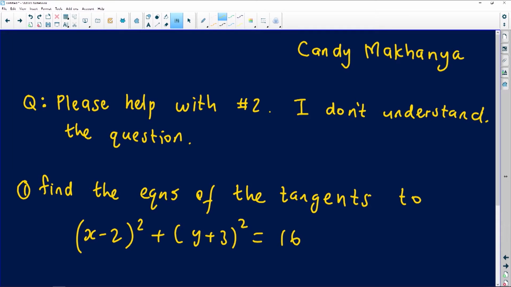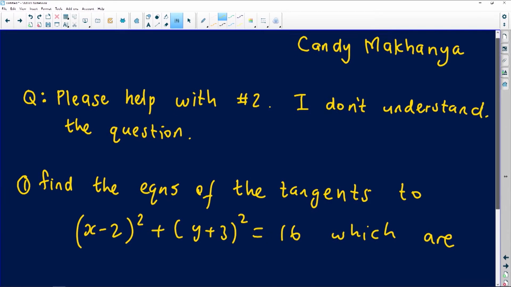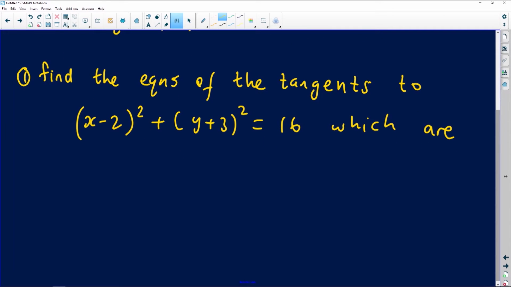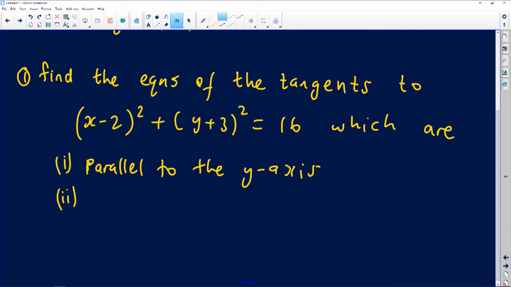This is where it becomes interesting. I want you to imagine this as I'm writing it down. Imagine what is going on here. We have to find the equations of tangents to (x - 2)^2 + (y + 3)^2 = 16, which are, number one, parallel to the y-axis. Okay, no problem. The second one is the ones that are parallel to the x-axis. Okay, Kendi, beautiful stuff.